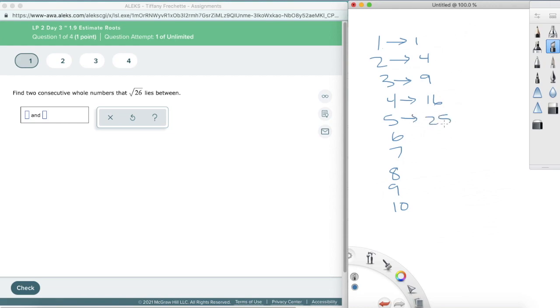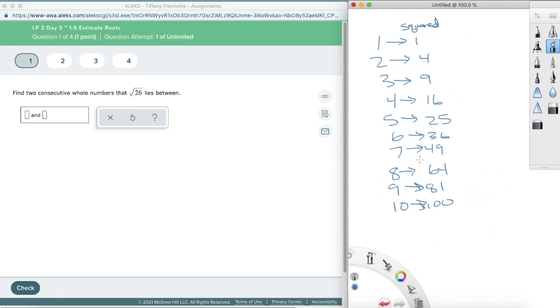I'll label this "squared" so that you understand. If you're writing this on your paper, you want to give yourself some labels like that so that you can go back to it and tell, okay, what were we doing here? Why did I write these numbers down? So then we have 36, 49, 64, 81, and 100. Oof, my arrows are getting a little ugly there.